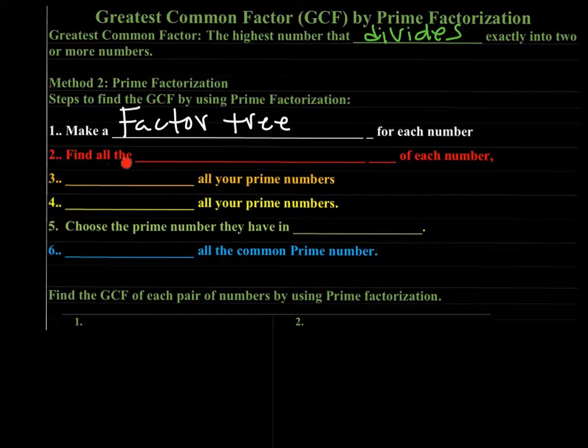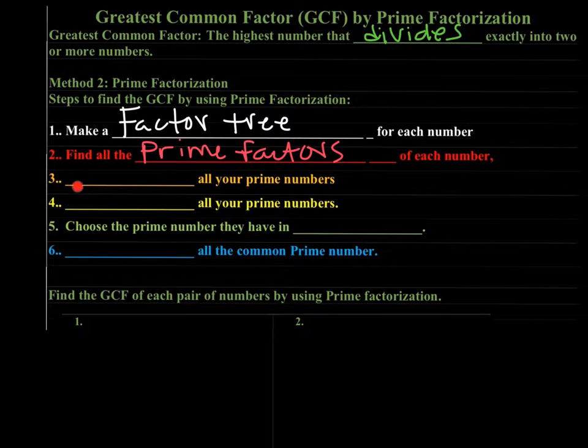Step number 2, you want to find all the prime factors of each number. So let me write that down. Find all the prime factors of each number. So make a factor tree, find all the prime factors. We learned about prime factors last week. And primes are all the numbers that can only be divided by 1 or by itself. So we're trying to find all those numbers.